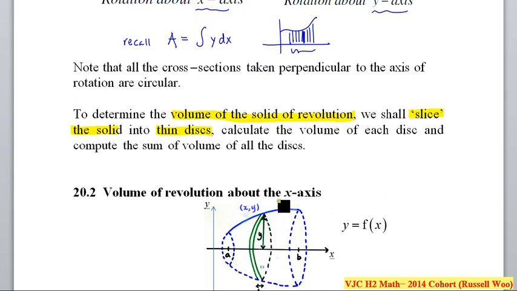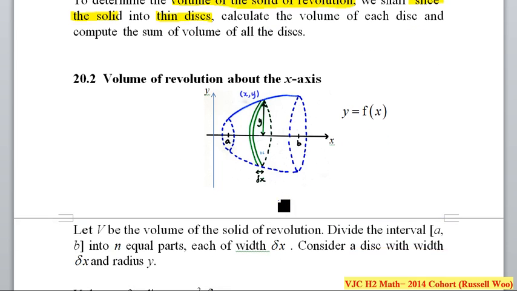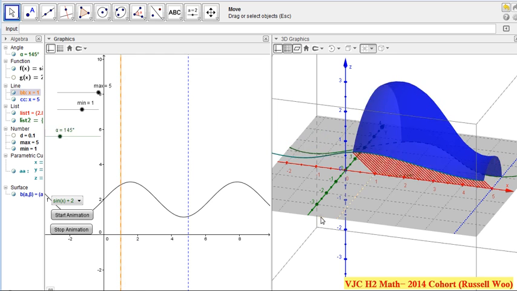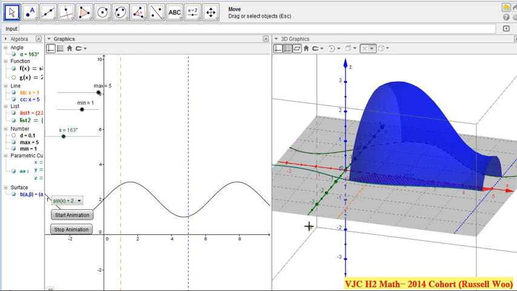Now let's take a look very closely at this particular function, and if we were to rotate it about the x-axis, actually it's the sum of tiny little strips. Let me just go back to this file again, and you should be able to see that.